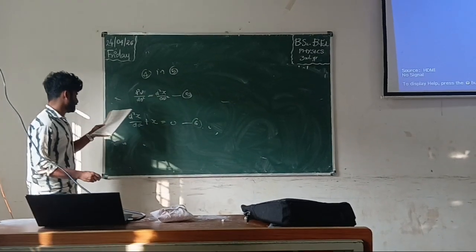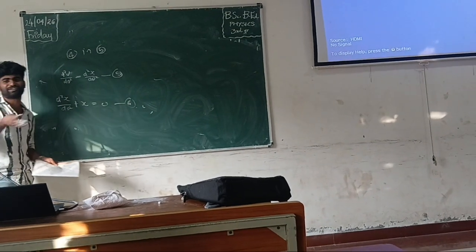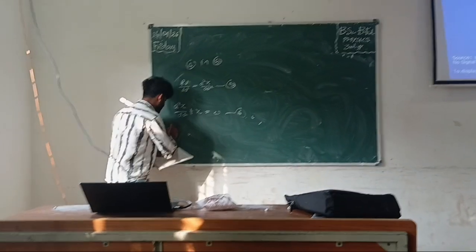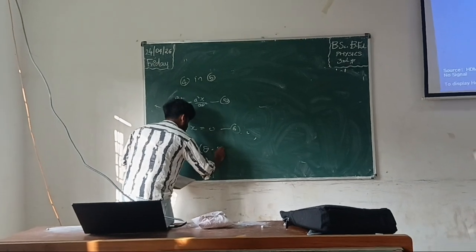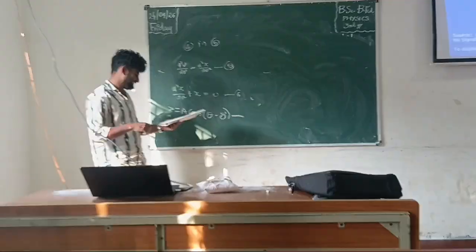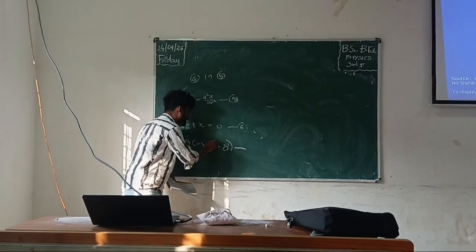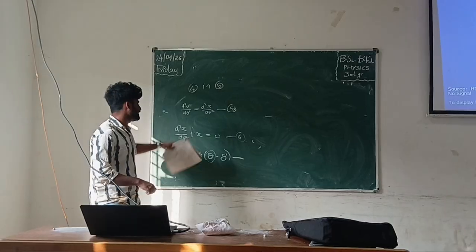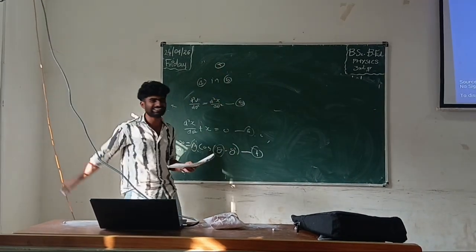And after that, we know the general solution for this. We know what a particular solution is and what a general solution is in mathematics. The general solution is x is equal to a cos(theta minus theta dash). This is the general solution, where a and theta dash are constants. This is the 7th equation, and we are going to compare the 4th equation and the 7th equation.